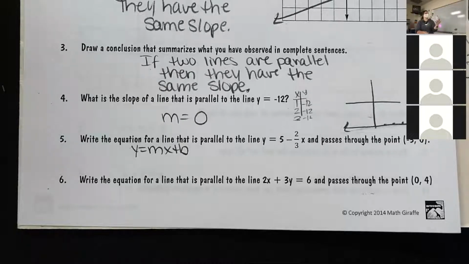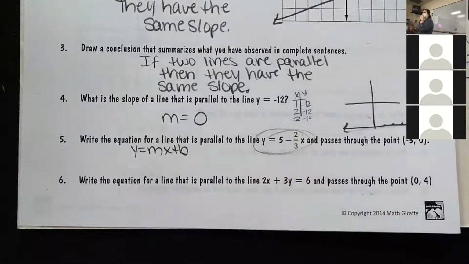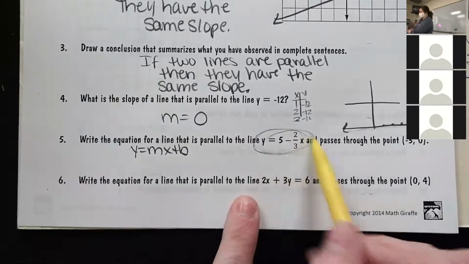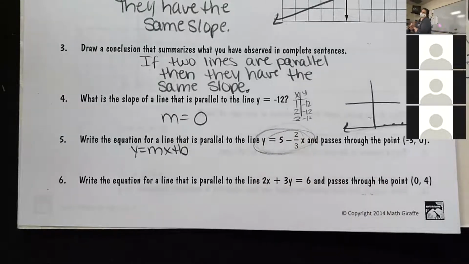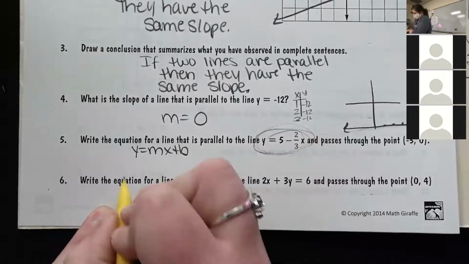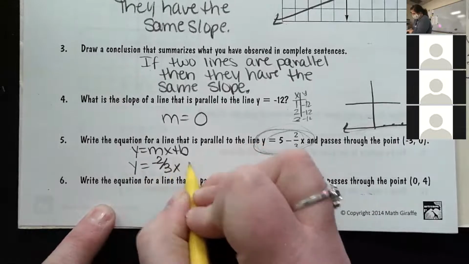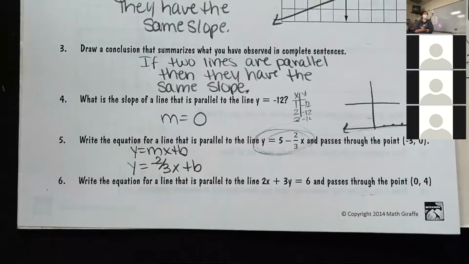Okay? That is parallel to this line. If it's parallel to that, they have the same what? M, slope. Is this in y equals mx plus b form? Yeah, because y is by itself, kind of. What's the number in front of the x? -2/3. So I know that's m. So I have y equals -2/3 x plus b. Still don't know b.